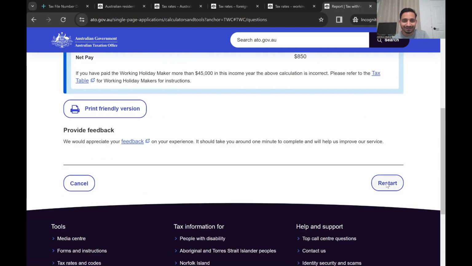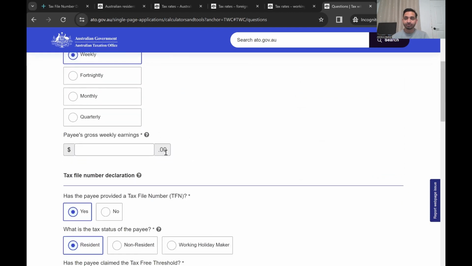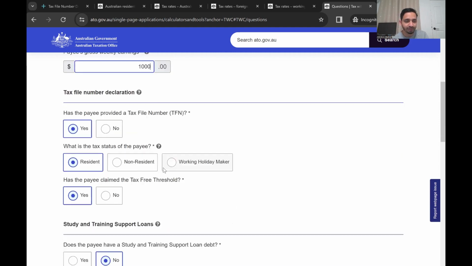Okay, we're gonna restart this and we're gonna do one more example where you're an Australian resident, but you do not claim the tax-free threshold. Let's say you have multiple employers and by accident, you don't claim the tax-free threshold. What happens then? How much tax do you pay after that? We're gonna look at that example.